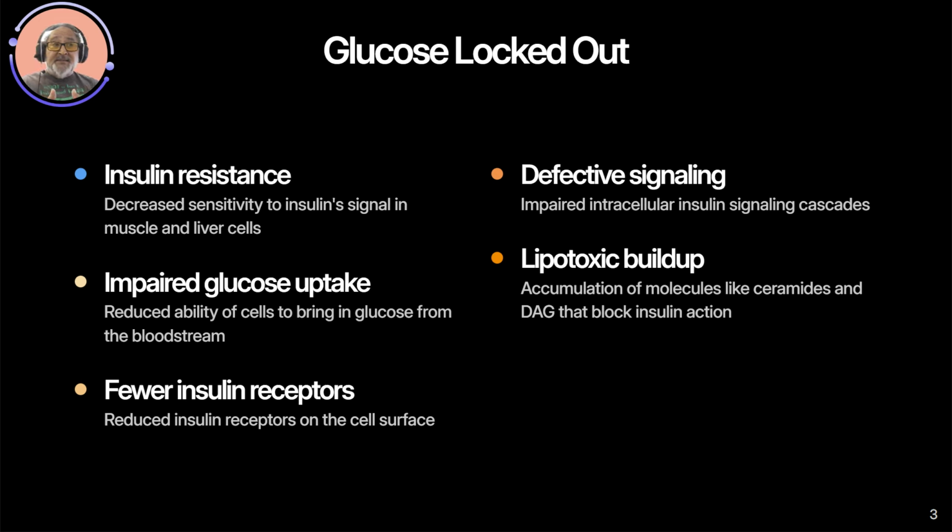In insulin resistance, this signal is impaired. This can happen because you have fewer insulin receptors on the cell surface, defective intracellular signaling, that's a post-receptor issue, and accumulation of lipotoxic molecules like ceramides and diacylglycerol, DAG, that block insulin action. This means that glucose remains in the blood while cells are deprived of usable fuel, especially skeletal muscle, which is the major site for glucose disposal.